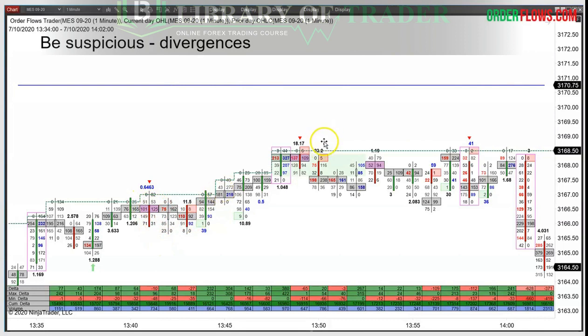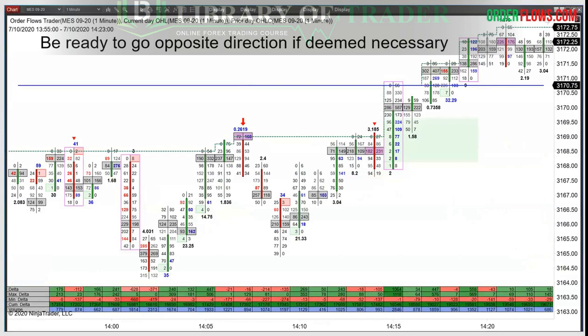Come back up here. Got another divergence. It's not a ratio, but I got two divergences. I got a third divergence. This time it's another divergence and a ratio. I'm looking for this market to come off. I get short. It starts coming off. Great. But be suspicious, right?